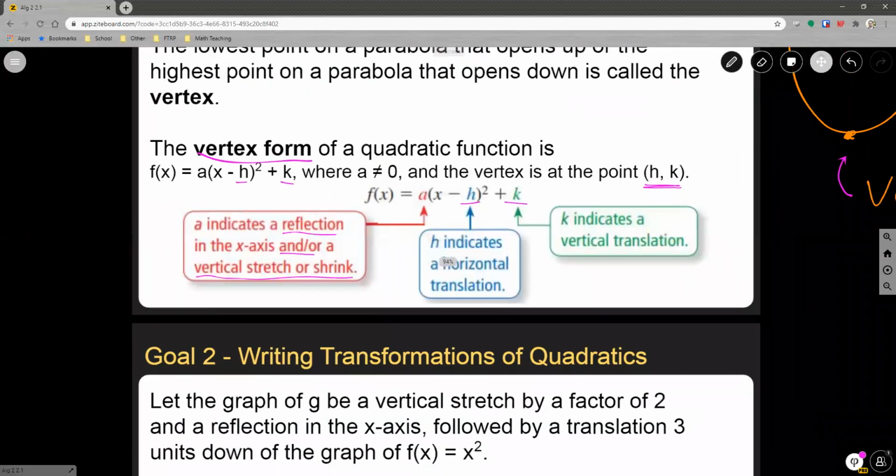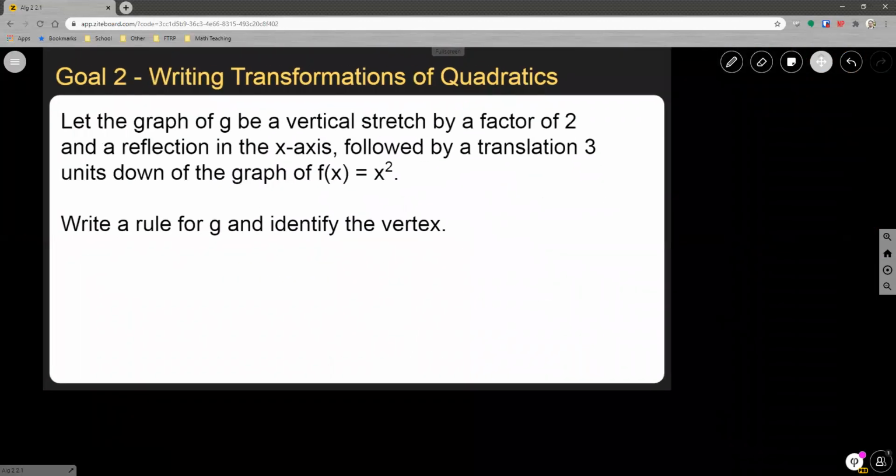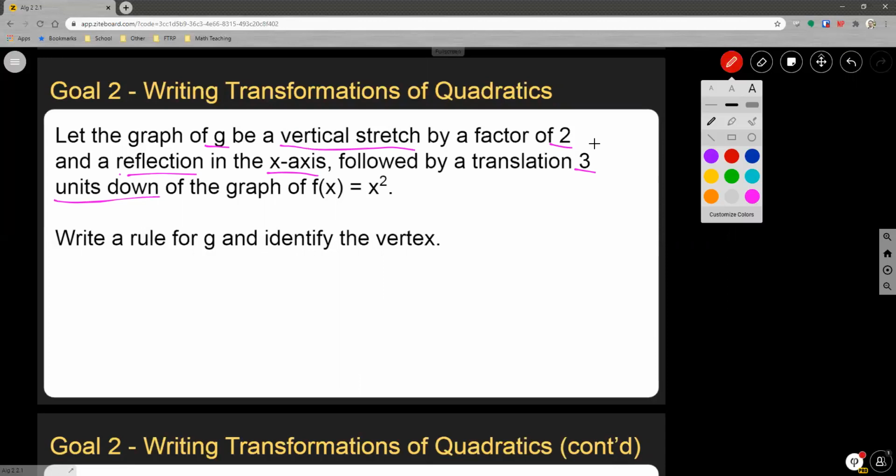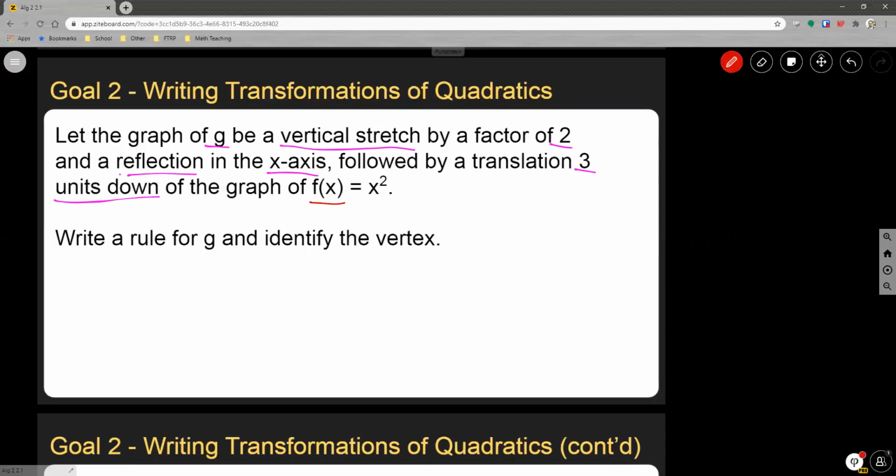So let's see what that looks like. So goal 2, writing transformations of quadratics. Let the graph of g be a vertical stretch by a factor of 2 and a reflection in the x-axis, followed by a translation 3 units down of the original graph, f of x equals x squared, the original parent function. So I want to write a rule for g, and I want to identify the vertex.